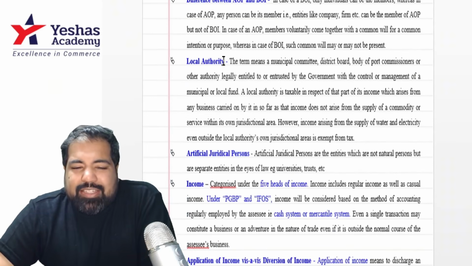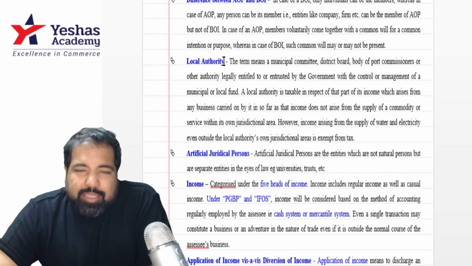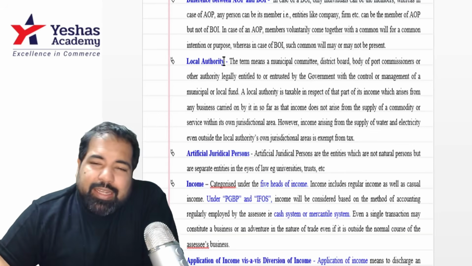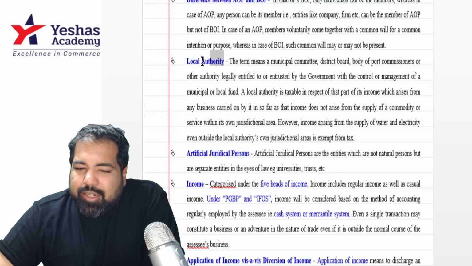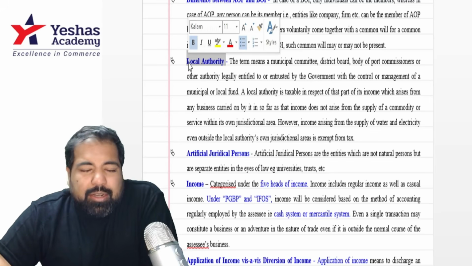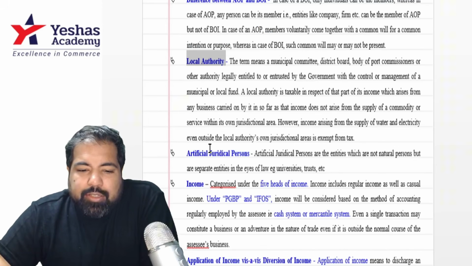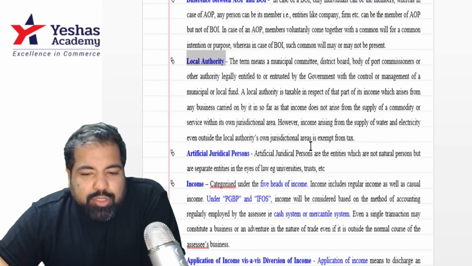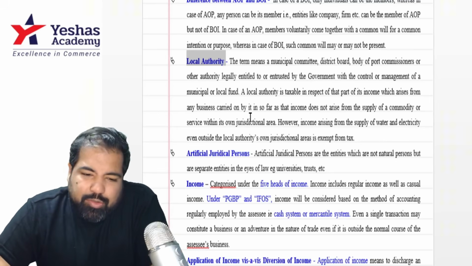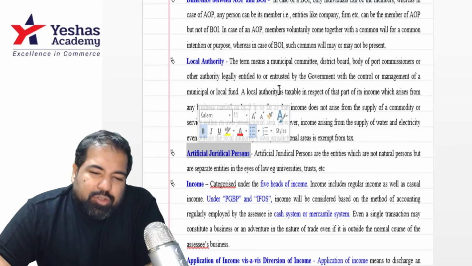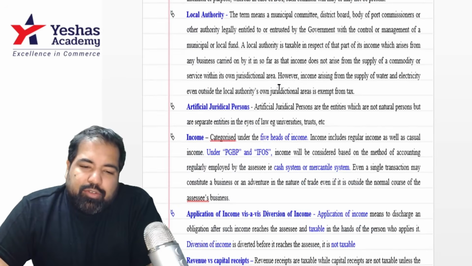Local authority. Guys, generally local authorities like your BMC in Mumbai, BBMP in Bangalore, DMC, Delhi Municipal Corporation in Delhi, all these are local authorities. They generally are not taxed, except certain incomes, otherwise they're not taxed. I'm just reading it. Income arising from supply of water and electricity, even outside the local authority's jurisdictional area, is exempt from tax, so they get a lot of exemptions. Artificial persons are basically like your charitable trust, etc., which actually don't exist in real, but they are artificial juridical persons.